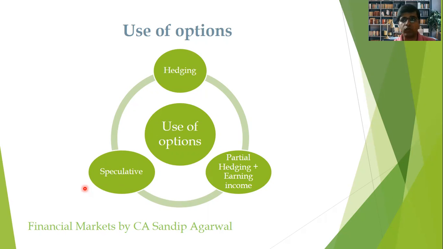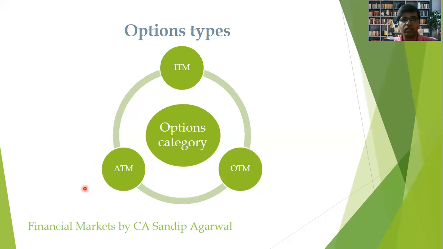Then we have explained what the uses of the options are. The options can be used for the purpose of hedging the portfolio. It can be used for the purpose of speculation, and it can also be used for the purpose of partial hedging and generating income as well. In case you want to understand these concepts again in detail, you can refer to my video 4 under the basics of the options, where you will get a detailed explanation on these slides.